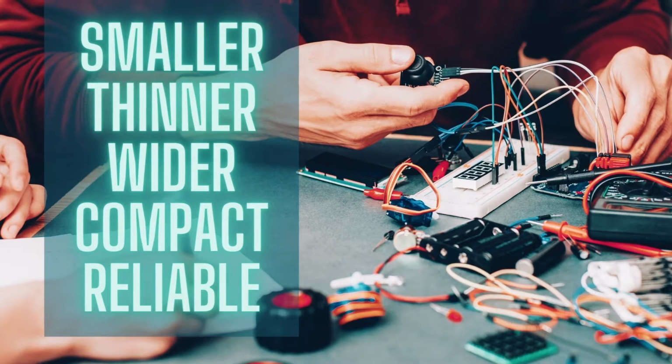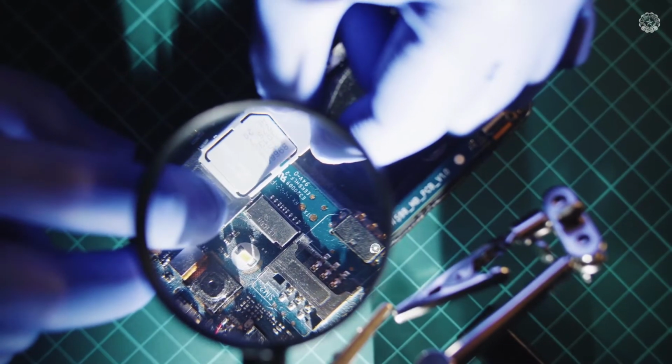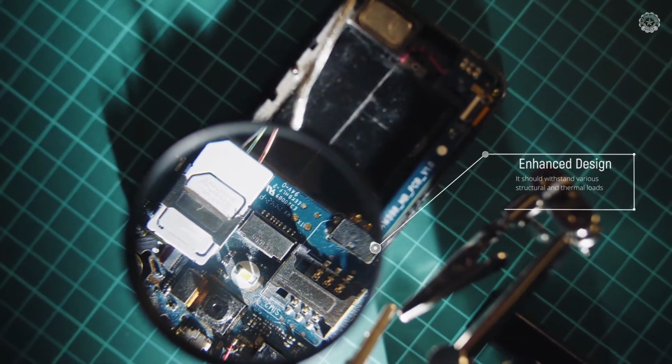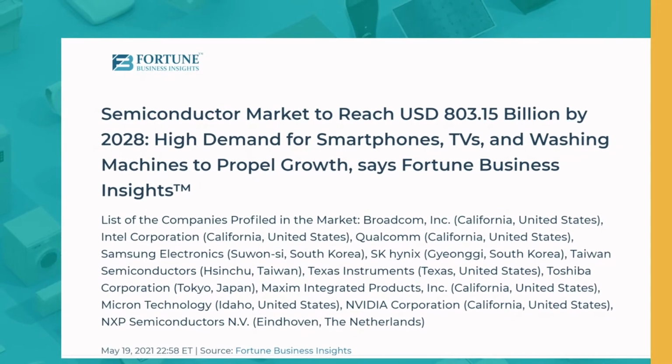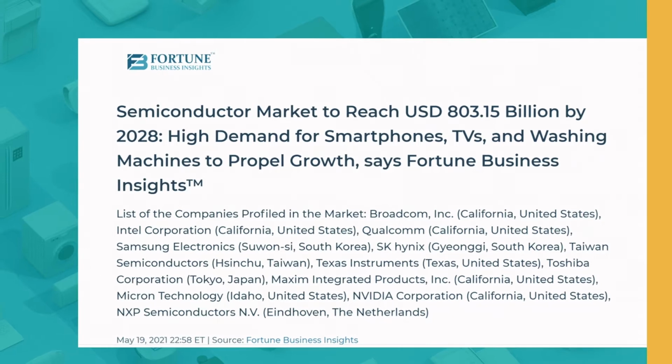Today, devices using semiconductors are getting smaller, thinner, and wider. There is a need to design better packaging to make them more compact and more reliable. According to Fortune Business Insights, this year, semiconductor global demand will double by 2028, amounting to about $803 billion.